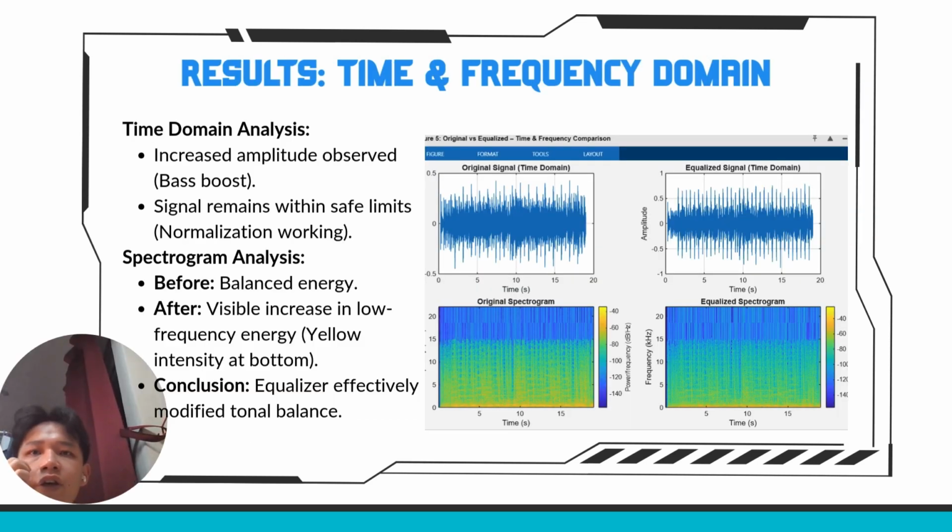Then finally, we compare the original and equalized signal in the time domain. We see the increased amplitude reflecting the bass boost. Crucially, the signal is not clipped, and the spectrogram provides a stronger proof of success. If you look at the bottom axis, the energy density has increased significantly in the low frequency range, within the baseband, matching our 1.8 gain setting. So this confirms the equalizer successfully altered the audio profile.